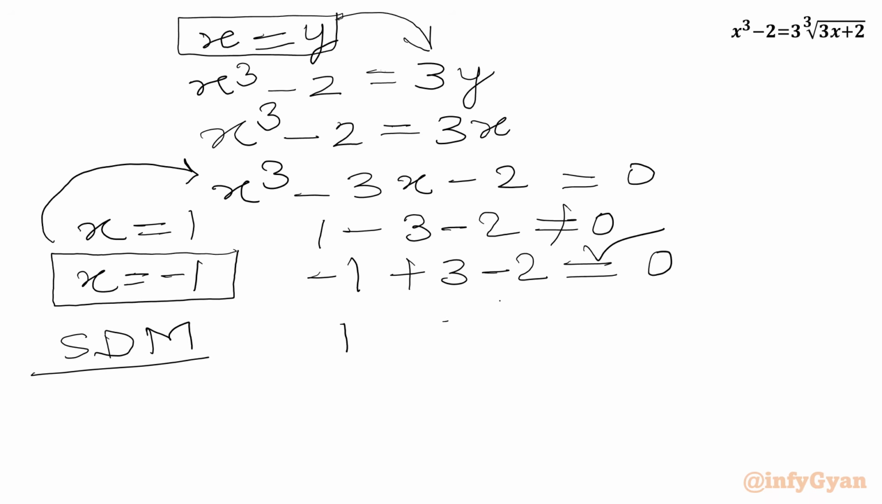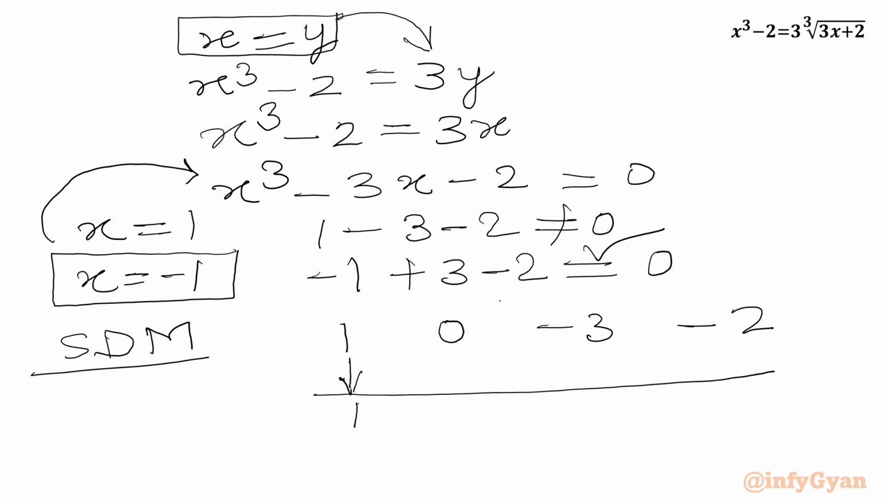Coefficient of x square is not there, so we'll write 0. Coefficient of x is minus 3. Constant is minus 2. Now we'll put one line over here. Leading coefficient 1 would be as it is. We'll write 1. Now we have to multiply base solution with leading coefficient.